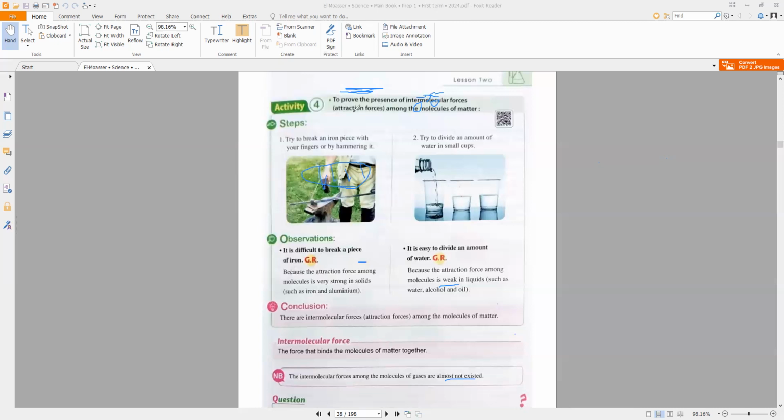Okay, so we talked about three properties of the molecules of the matter. Number one, the molecules of matter are in continuous motion. Number two, there are intermolecular spaces between the molecules of the matter. Number three, there are intermolecular forces between the molecules of the matter.